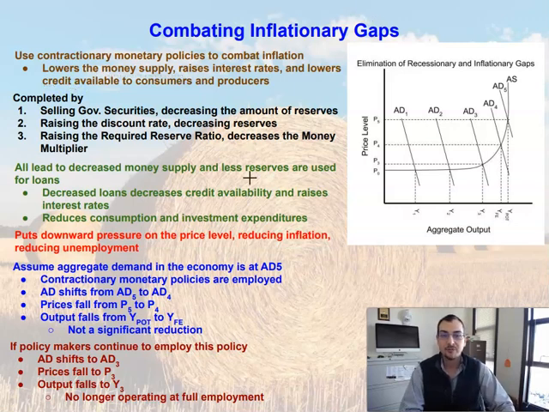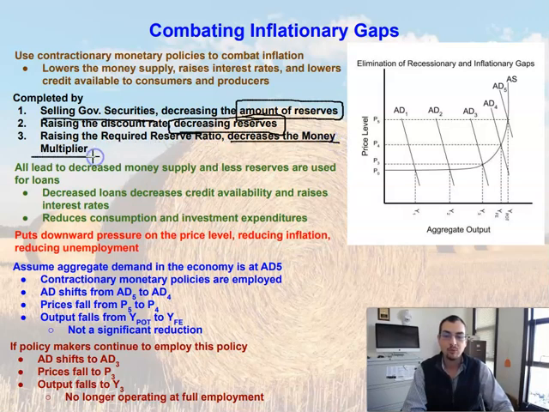Well, how is that going to be accomplished? Well, we're going to try and lower the money supply by selling governmental securities. Whenever the Fed is selling governmental securities, remember that's money that's leaving the individual's checking account, and it's decreasing the amount of reserves. They're going to also be trying to raise the discount rate. That's going to decrease the amount of reserves that a bank is going to be willing to loan out. And we're also going to try to raise the required reserve ratio, and that's going to decrease that money multiplier.